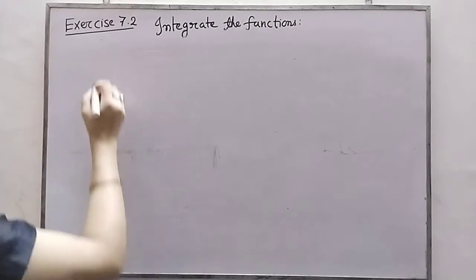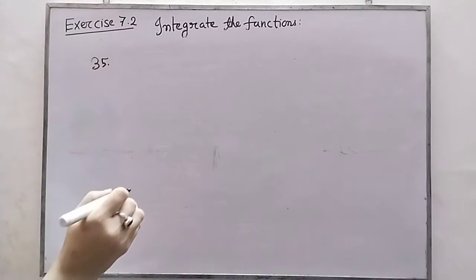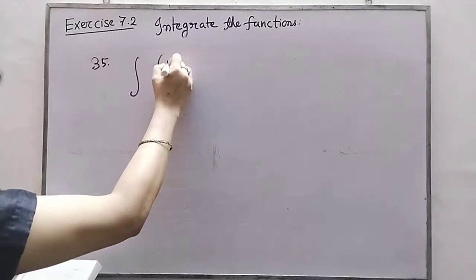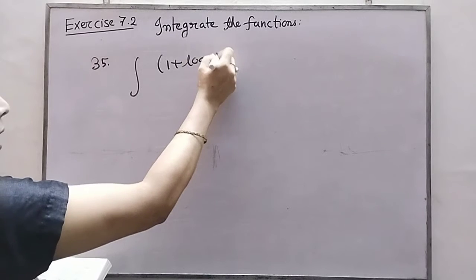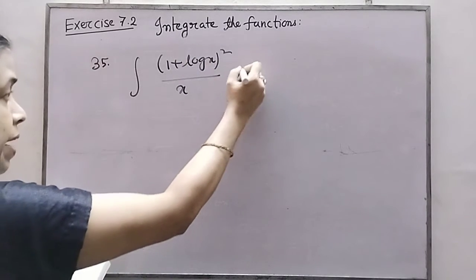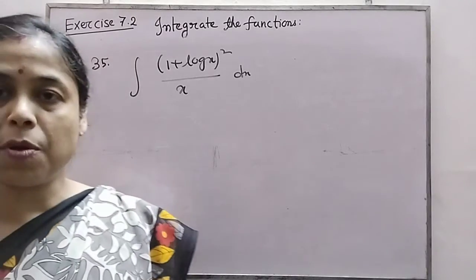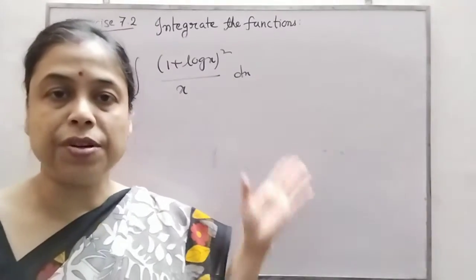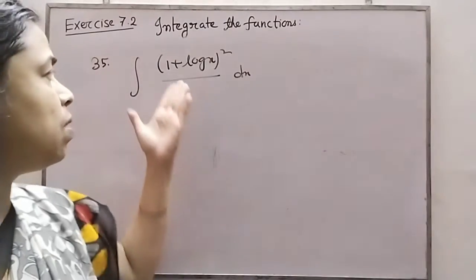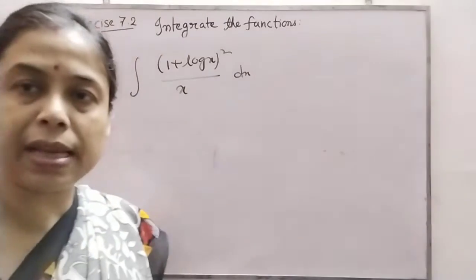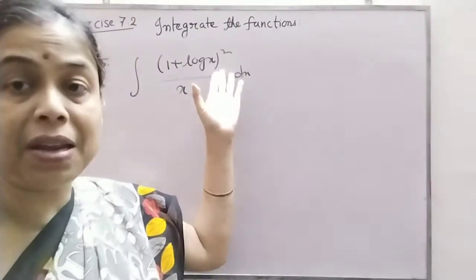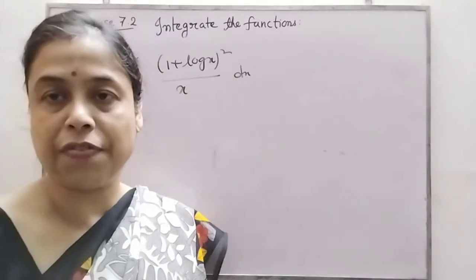Question number 35 is integration of (1 plus log x) whole square divided by x into dx. Now you see, you know the derivative of log x is 1 by x, isn't it? So the derivative of log x is present here. It will not affect if I write down 1 plus log x, but in differentiation it will not affect.